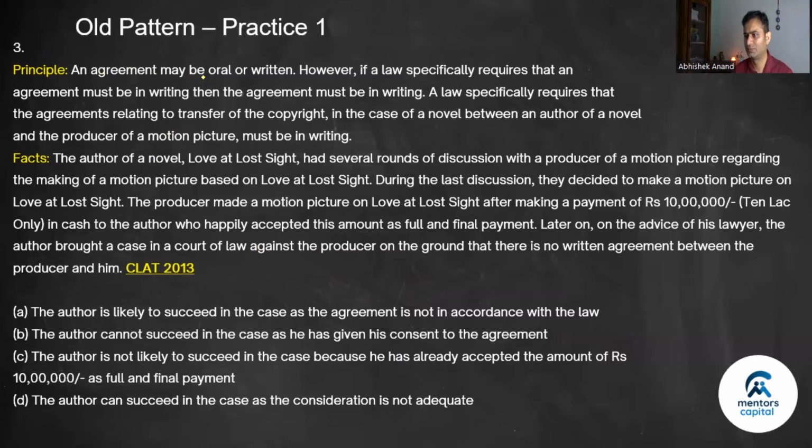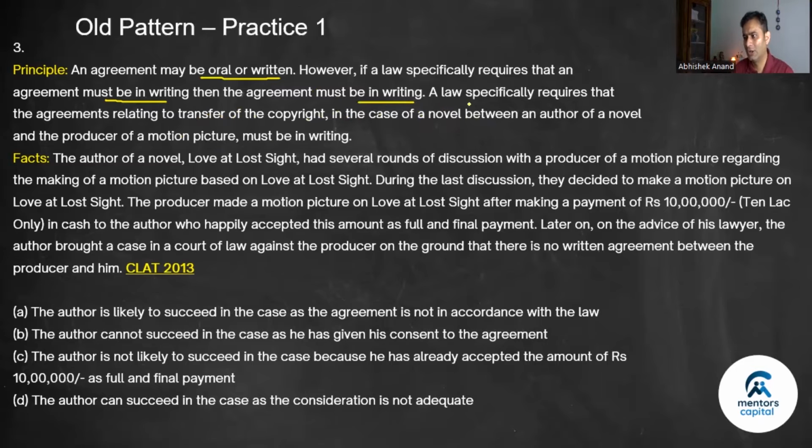Agreement may be oral or written. However, if a law specifically requires that an agreement must be in writing, then the agreement must be in writing. So if the law says, let's say, the relationship between a teacher and a student has to be in writing, and if we get into a verbal agreement, that agreement would not be enforceable if the law specifies so. Okay? So if the law says so.